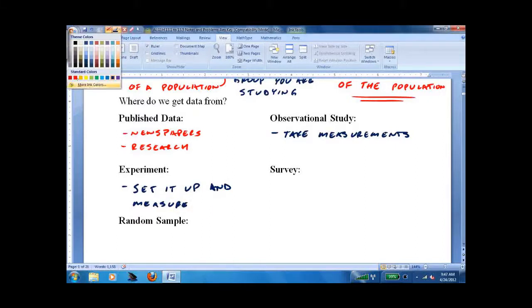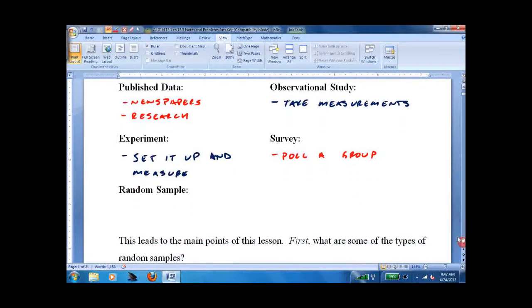Or we could do a survey. We just poll a group. So we could ask 100 people randomly off the street, how fast do you drive on this road? That sort of thing. Survey is where things go wrong. It's where things can get very challenging. Done right, very effective. But there's a lot of problems with it. And that's what we're really going to study.